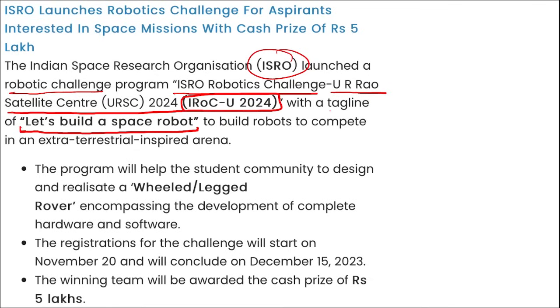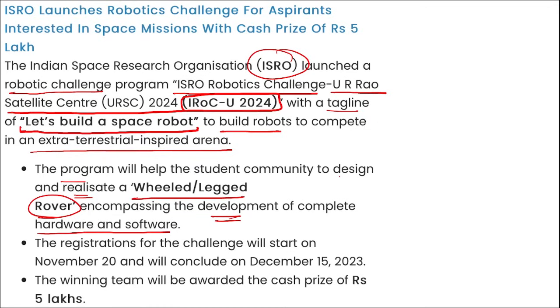So we can say this was a tagline, or the theme of this particular space program launched by ISRO, and it was to build robots to compete in an extraterrestrial inspired arena. The program will help the student community to design and realize a wheeled-legged rover that will encompass the development of complete hardware and software. That means it can have a wheel, and legged means it can have a leg similar to that of humans.